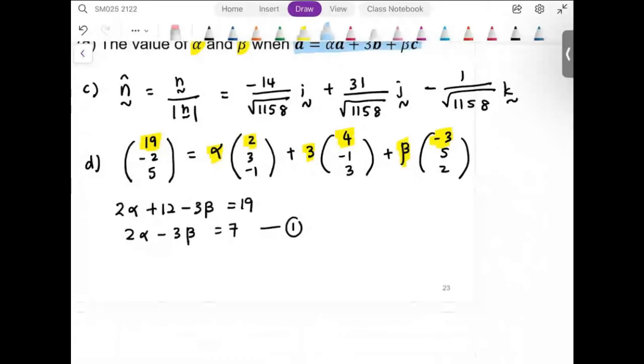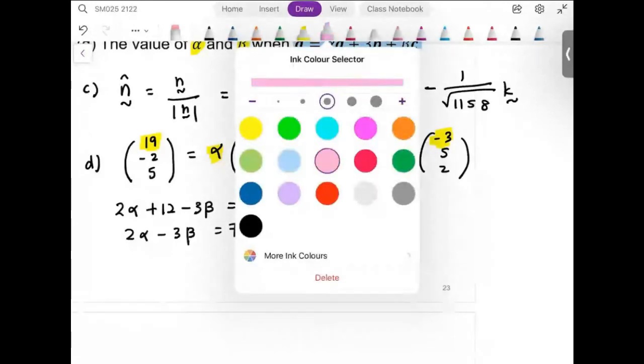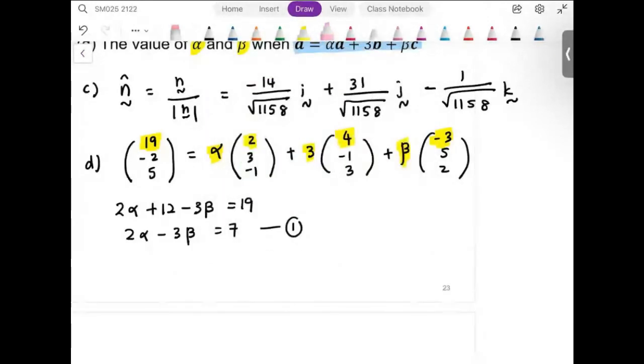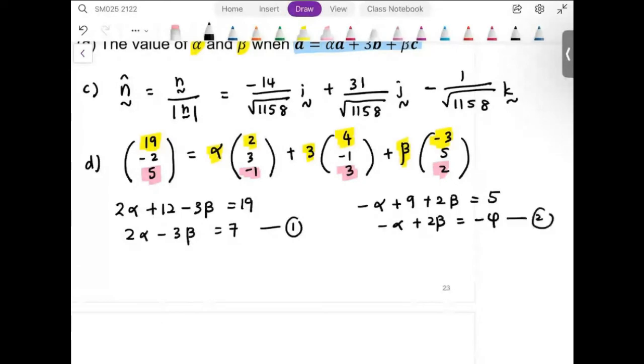Okay, next. Nak ambil J boleh, saya ambil elemen K lah, elemen yang ketiga pula. So kita ada 5, negative 3 and 2. So our equation would be negative alpha plus 9 plus 2 beta equal to 5. Simplify this up. Negative alpha plus 2 beta would be negative 4. That would be our second equation.